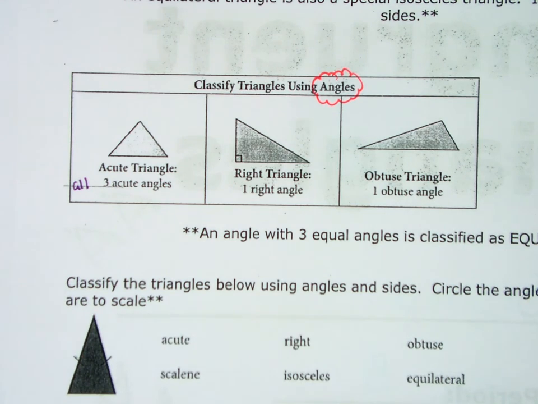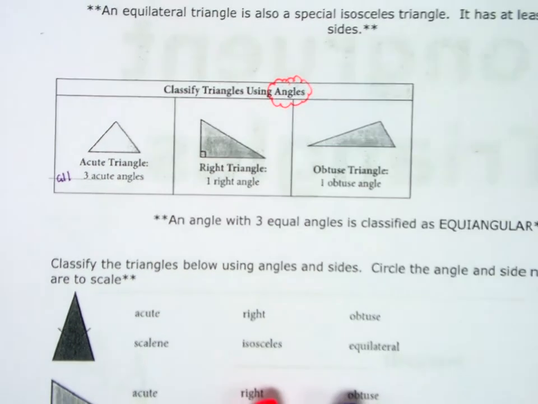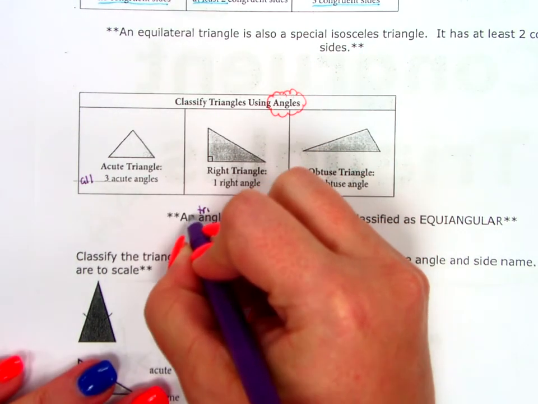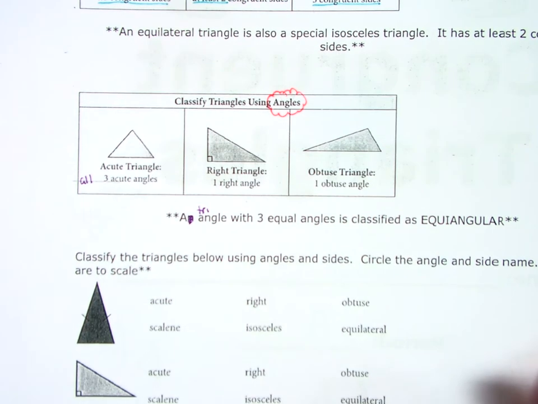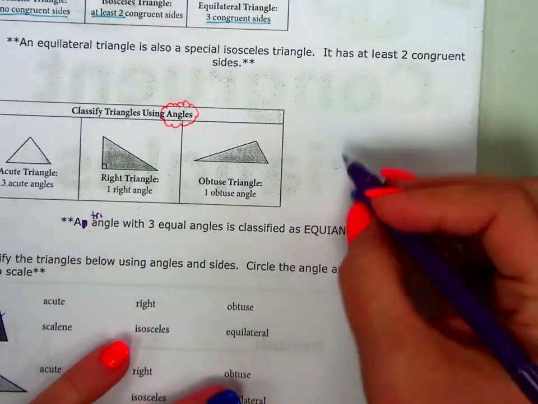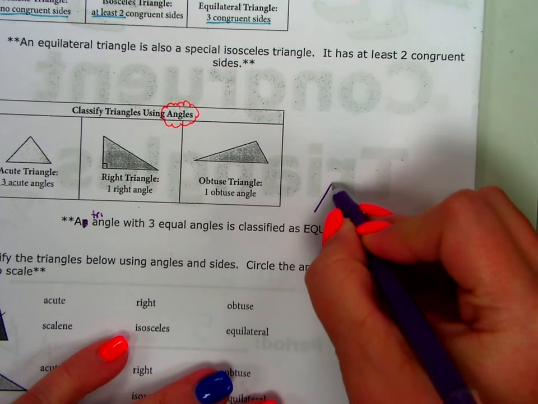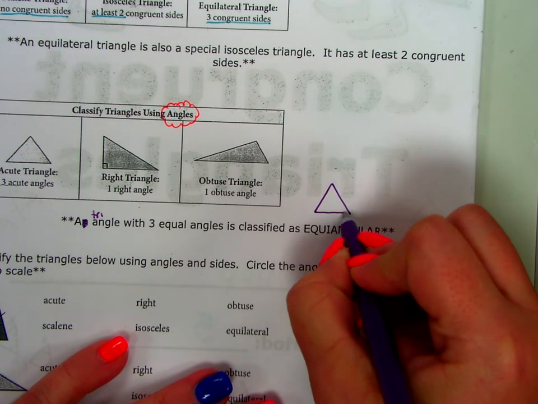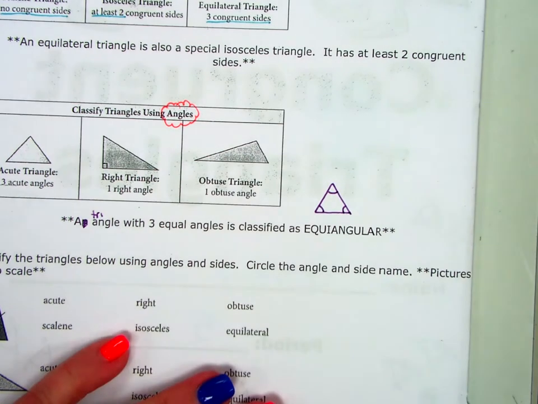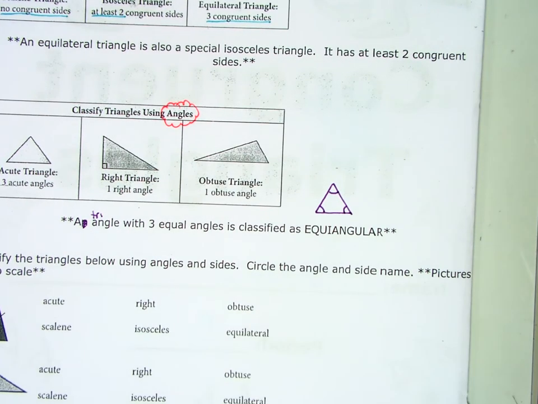Okay? New vocabulary word not on our table. A triangle with 3 equal angles is called equiangular. So what that's going to look like is all 3 of the angles will have the same measurement. So remember, to show that angles are the same, we're going to have arc marks that are the same, and that shows me all 3 of those angles are the same. That triangle is classified equiangular.